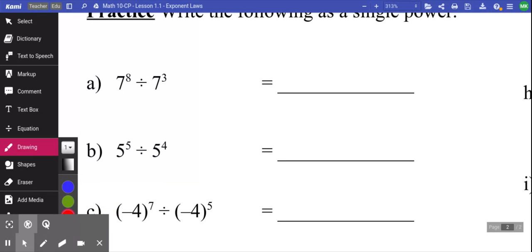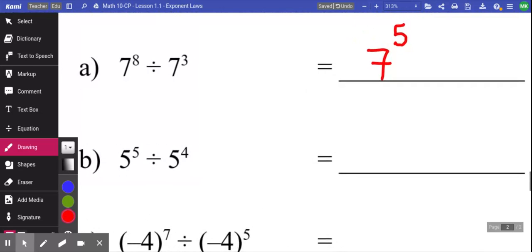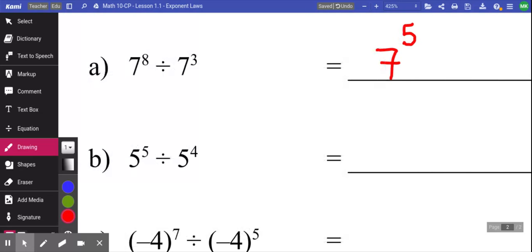So this one is 7 to the power of 8 divided by 7 to the power of 3. I think most people are recognizing that would be 7 to the power of 8 minus 3, which is 5. So that first one is 7 to the power of 5. For B, that would be 5 to the power of 5 minus 4, which is 5 to the power of 1. Remember that we don't actually write the 1, so we would just write that as 5. If you put an exponent of 1, you're not wrong. Just understand that that's how it'll show up on a multiple choice test: just 5, and it means there's an invisible 1 there.